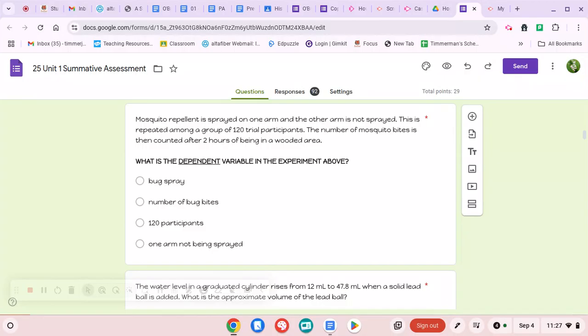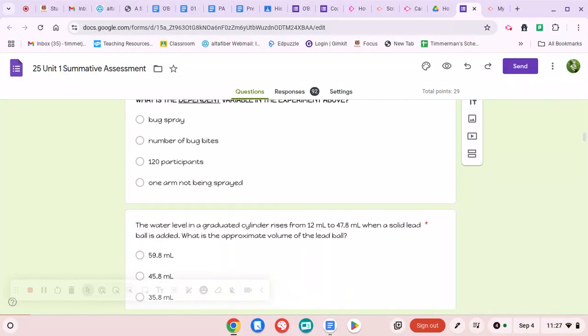Mosquito repellent is sprayed on one arm and the other arm is not sprayed. This is repeated among a group of 120 trial participants. The number of mosquito bites is then counted after 2 hours of being in a wooded area. What is the dependent variable in the experiment above? Bug spray, number of bug bites, 120 participants, or one arm not being sprayed.